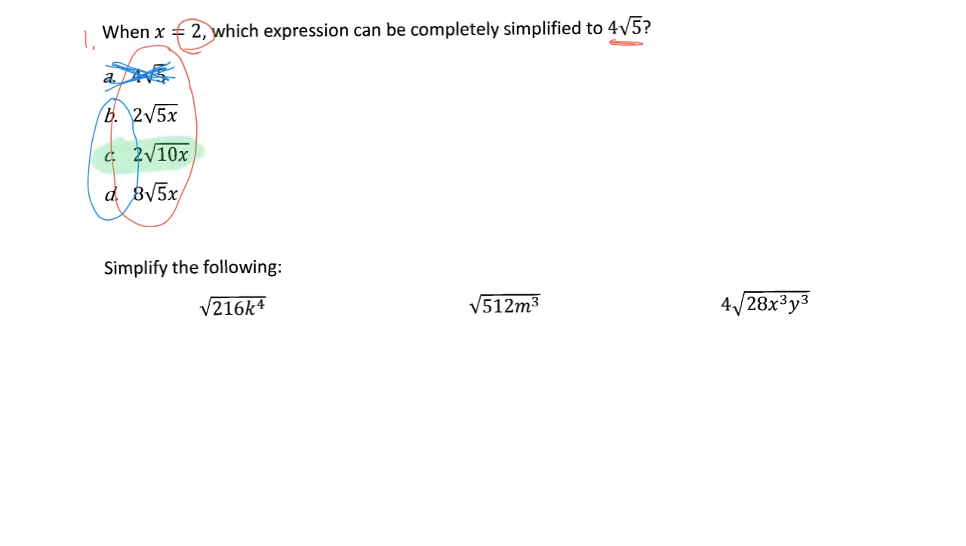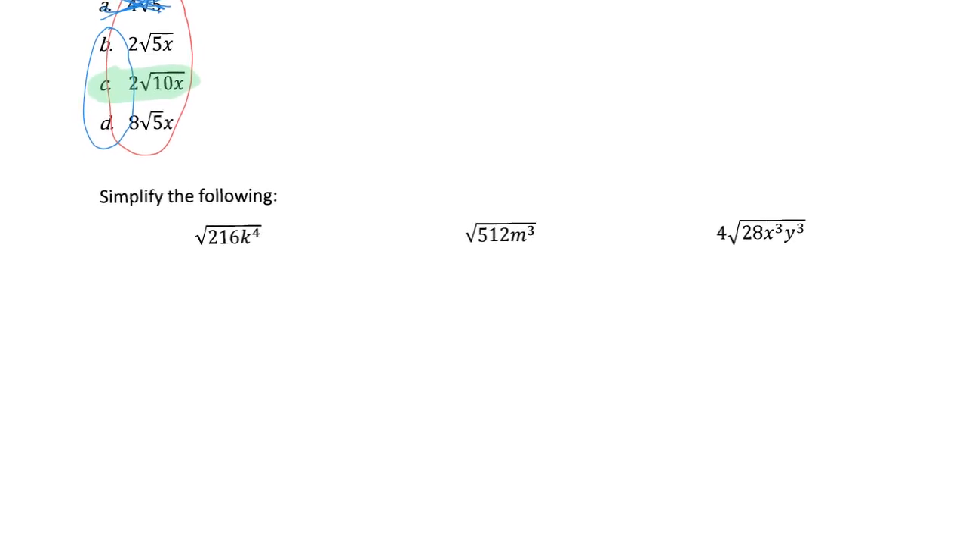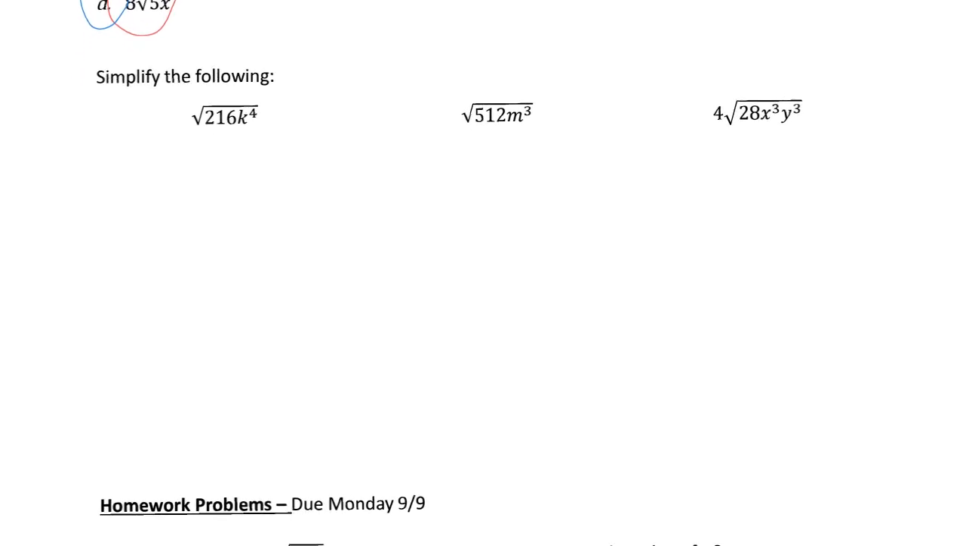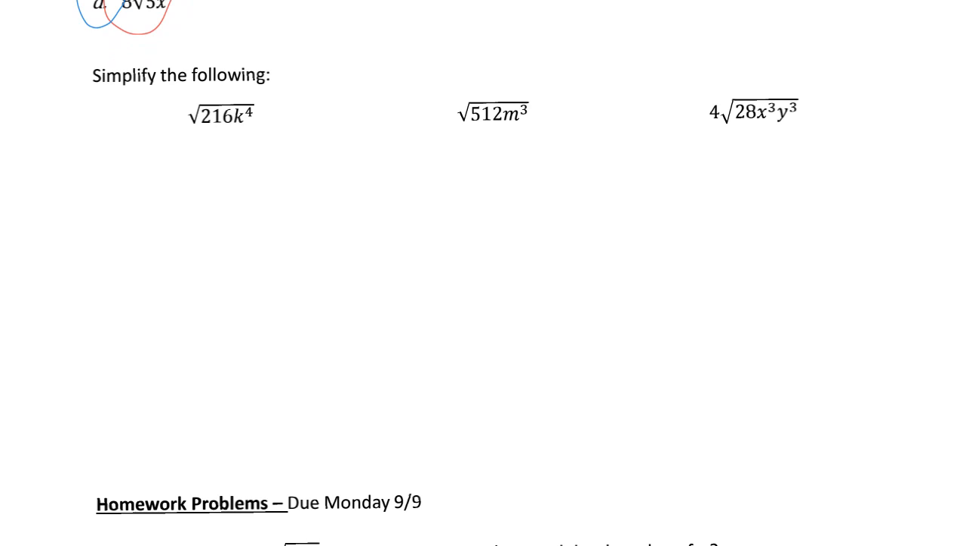Okay, so the answer is C. So make sure you have all your work there, showing me the answer for C. All right, so let's look at this last part. This is a little different because these have variables in here now. Okay, so remember, we're talking about the square root. So square root and square is 2, right? Something times itself.